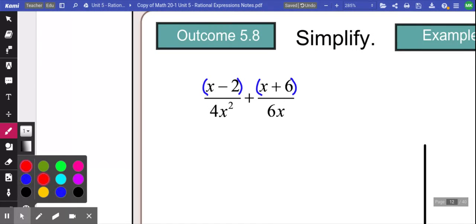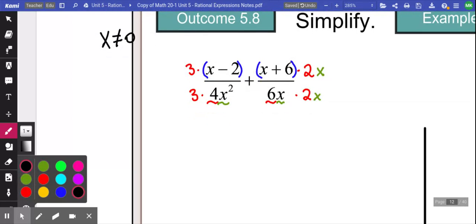My second step is state my non-permissible values. X cannot equal 0. Cool. Now, just like the previous questions, we're going to get a common denominator. We're going to look at these numbers first. I have 4 and I have 6. They could both multiply to become 12. I do the first one by 3. 3 times 4 is 12. And I do the second one by 2. Like that. I then look at my letters. I have an x squared here and an x here. So I'm going to multiply by x top and bottom.